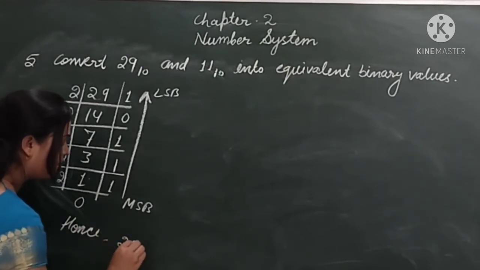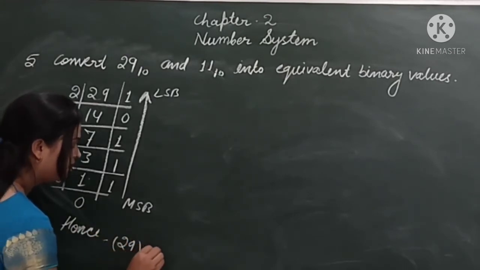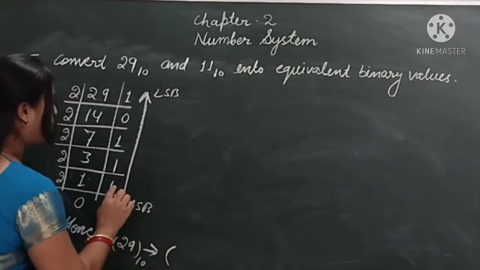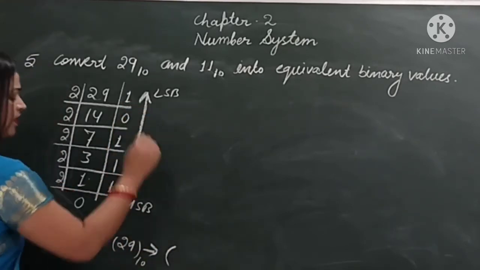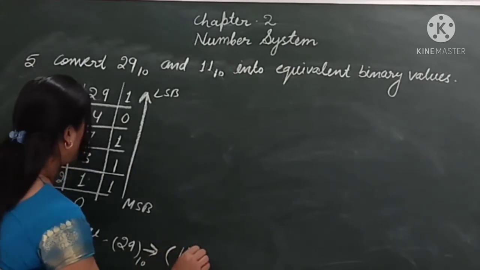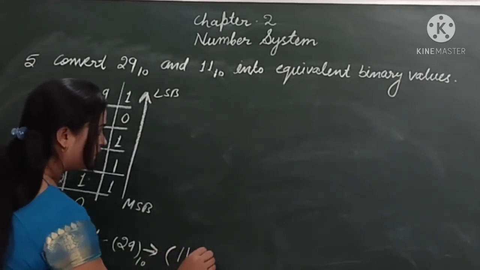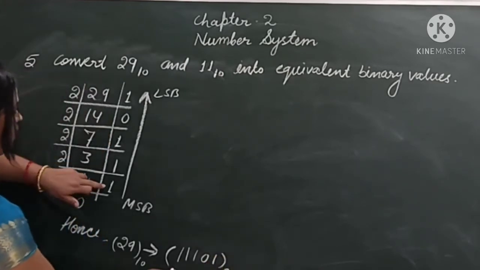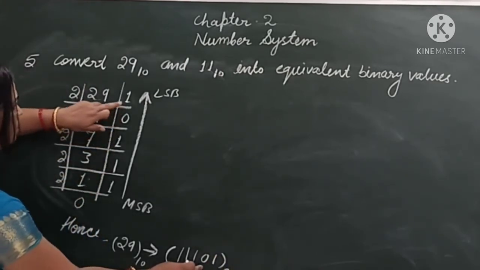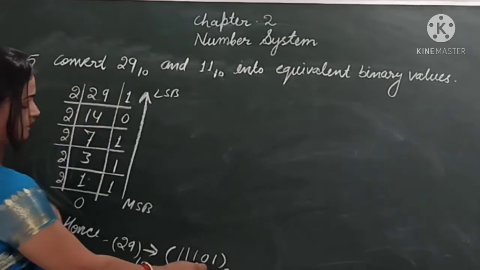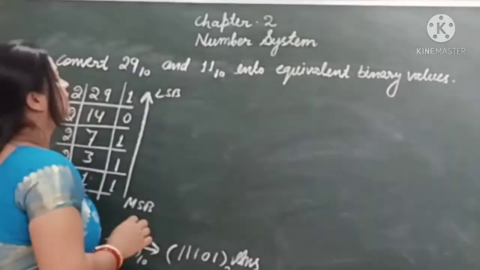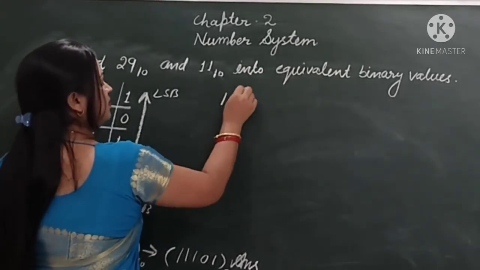29 base 10 is equal to 1 1 1 0 1. So write 1 1, 3 times 1, 0 1 base 2. 1 1 1 0 1 base 2. This is our required answer. Correct?